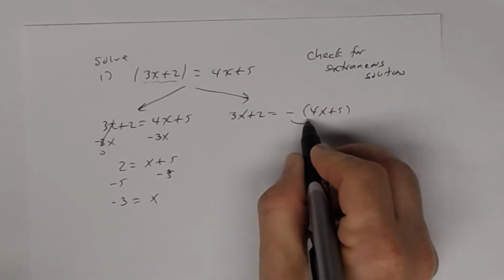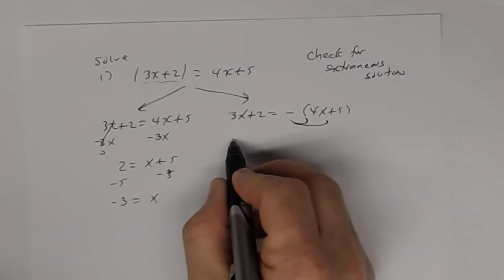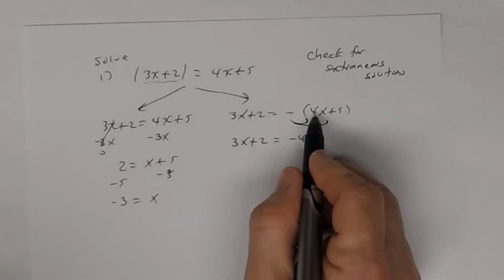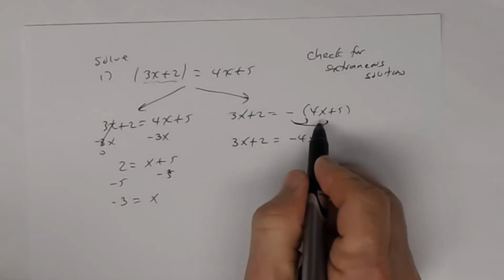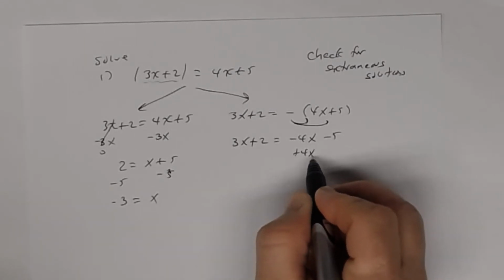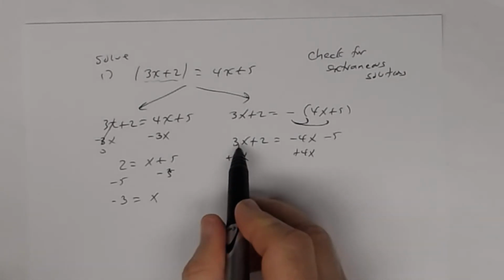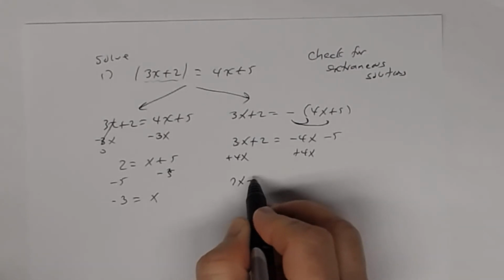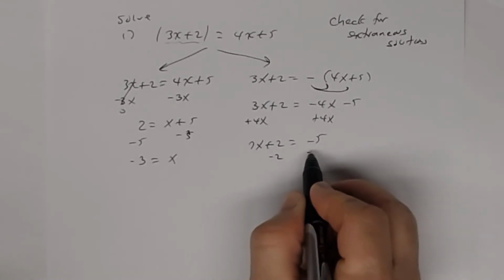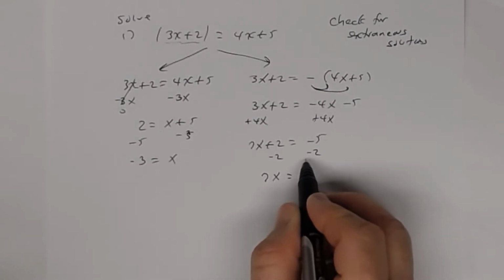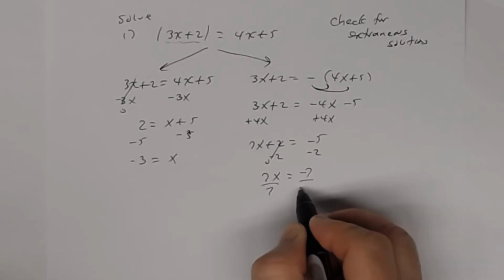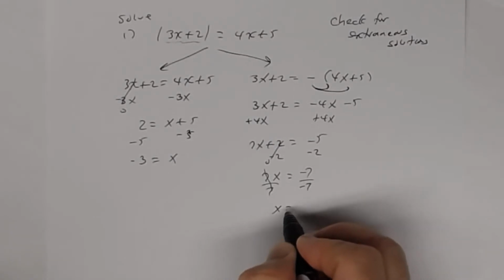So to solve this equation, I'm going to distribute the -1 here. And so I get 3x plus 2 equal -4x. So the opposite of 4x is -4x, and the opposite of +5 is a -5. And so I'm going to solve this linear equation. I'm going to add 4x to both sides. And so 3x and 4x is 7x plus 2 equal -5, right? And then subtract 2 from both sides. I get 7x equals -5 and -2, which is a -7. Divide both sides by -7. I get x to be -1.